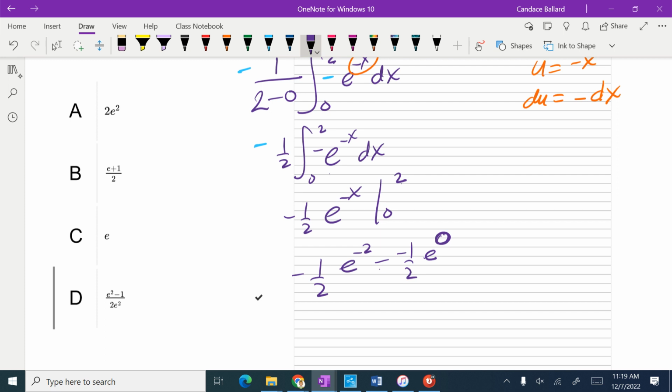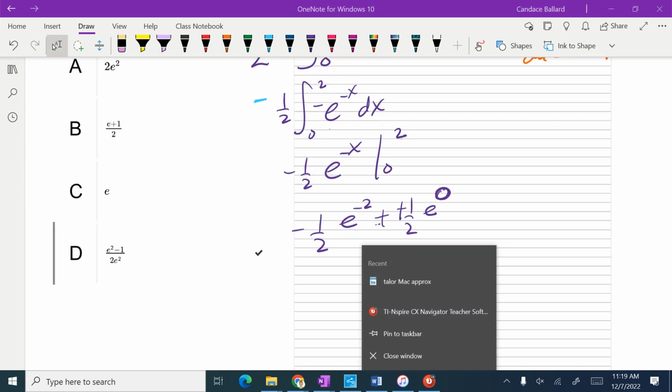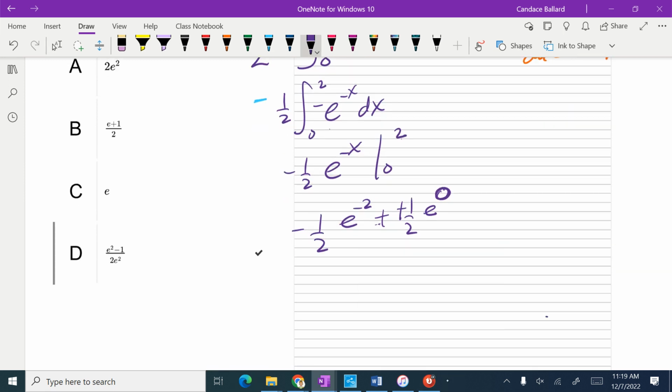Okay, what happens with the double negative? Positive, good. Okay, is this e to the negative 2 happy where it's at? No, so I'm going to move it downstairs. And then this piece back here, e to the 0 is just 1, it's going to be plus 1/2. Let me make that look a little cleaner. So it's 1 over 2e squared plus 1/2. Now, that is none of our answer choices.